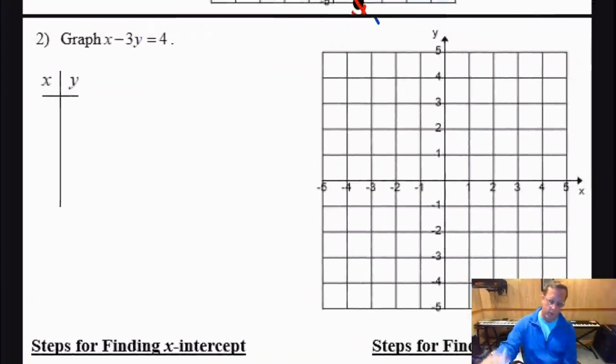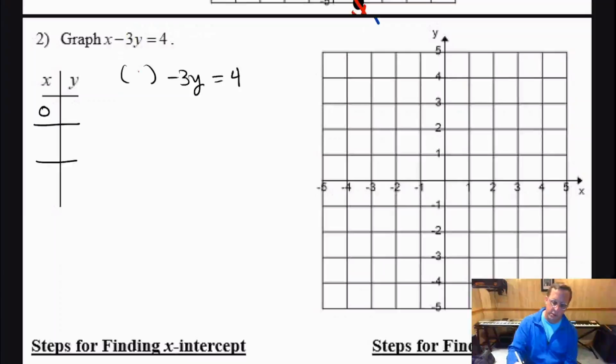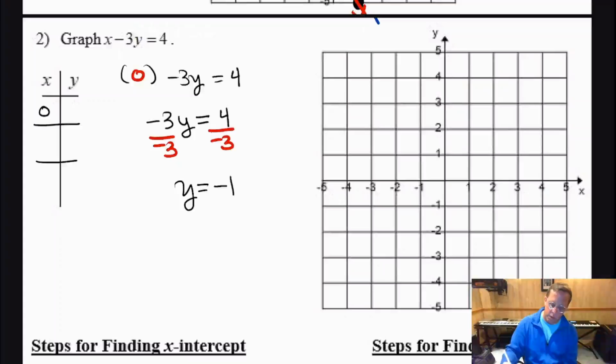All right, for number 2, I'm going to go ahead and just make up some values. So I'm going to put in a 0 for x. So we've got x minus 3y equals 4. And if we put a 0 in here, that is just 0. So you get -3y equals 4, divided by -3, and that equals -1 1/3. I'm going to change that to a mixed number.